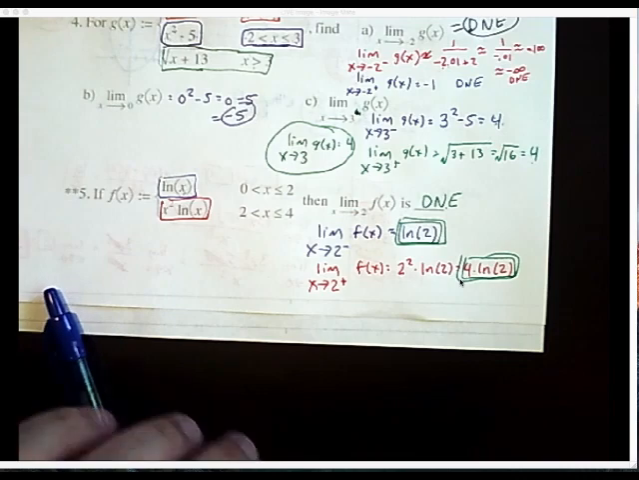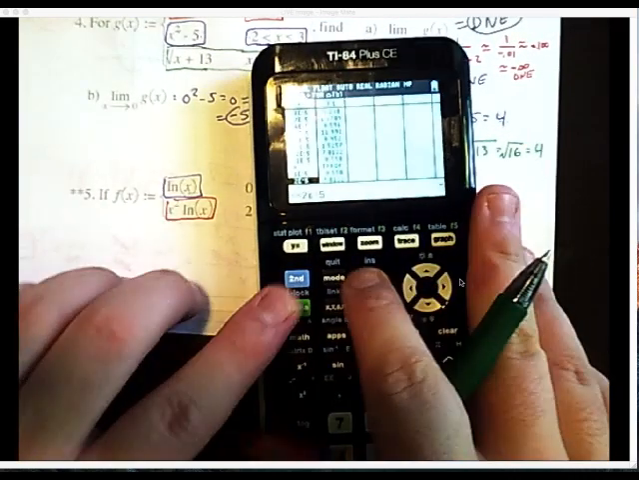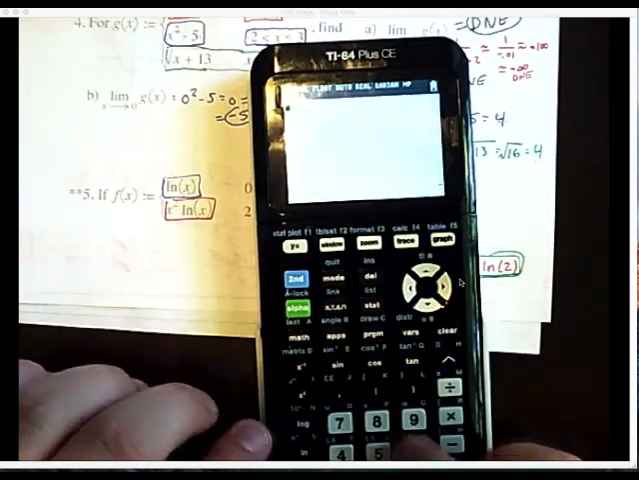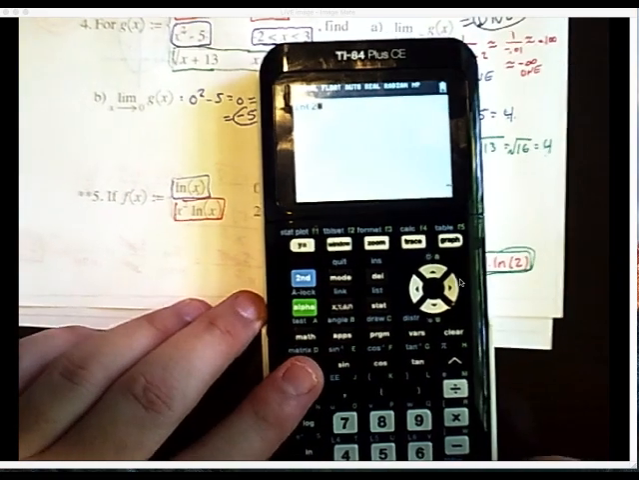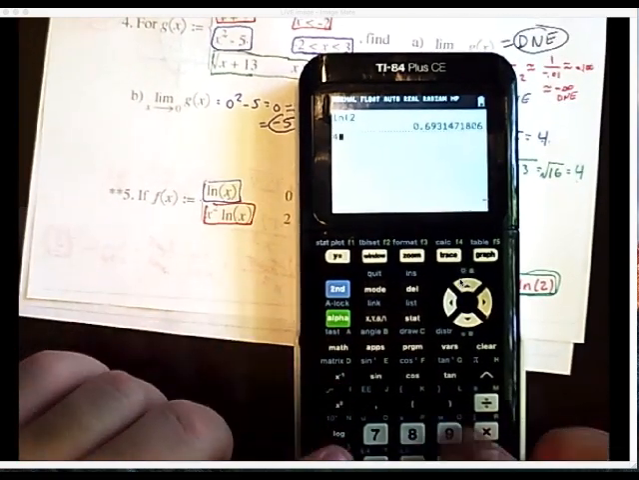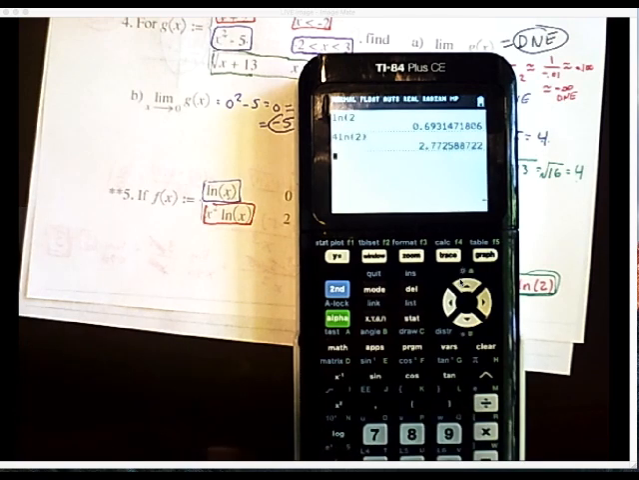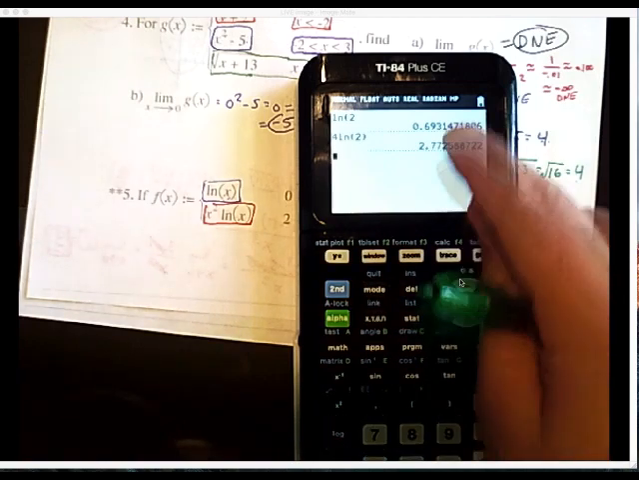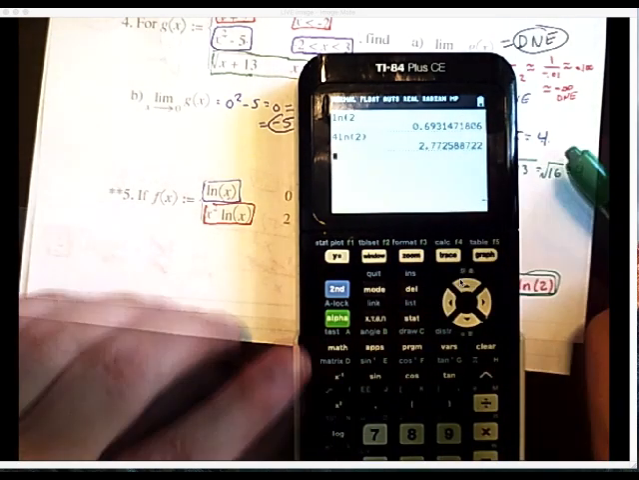Okay, and if you're not sure, you can just plug it into a calculator real quick. If I type in ln of 2 into my calculator, it's about 0.69, and 4 times natural log of 2 is 2.77. And that's 4 times greater than that. These do not equal the same thing.